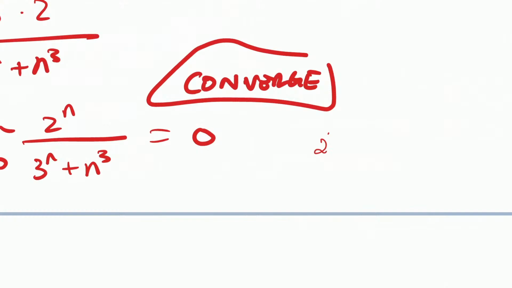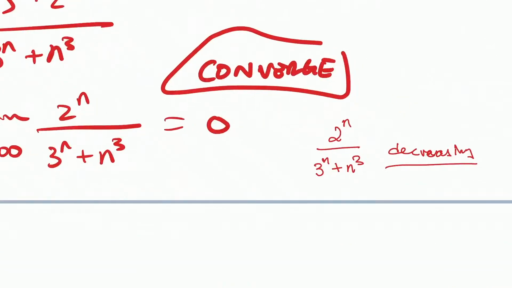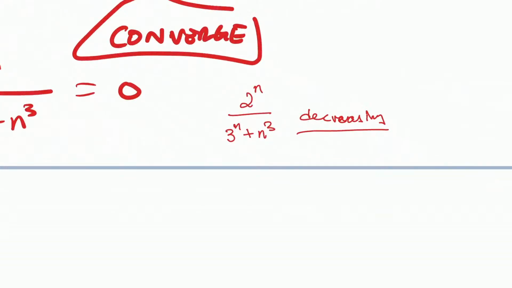So here, 2 to the n over 3 to the n plus n cubed is going to be decreasing. Maybe we should see why. This one is going to be easier than the previous one. Okay, I'll do this one. I won't do the previous one. Let me actually prove that this one decreases. You can graph it, and when you graph this, you're going to see this thing that just decreases and levels off at 0. But let's actually show that this decreases.